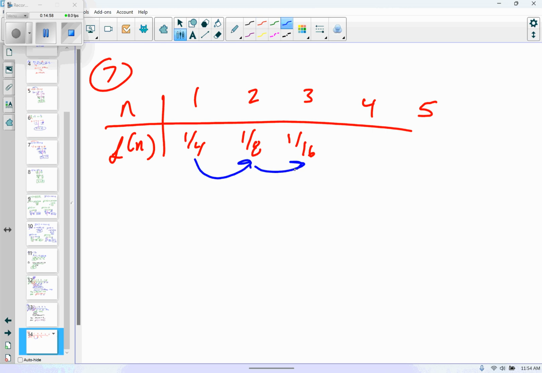Am I adding, subtracting, multiplying, or dividing? Well, take a look at the denominators. How would I go from 4 to 8 to 16? Yeah, you'd multiply by 2. So in this case, because it's a fraction, I'm going to multiply by half. So half of 1 over 16 is 1 over 32. Just double the denominator. Half of 1 over 32 is 1 over 64. So the fifth term is 1 over 64. Okay, I'm multiplying, so this has to be geometric.